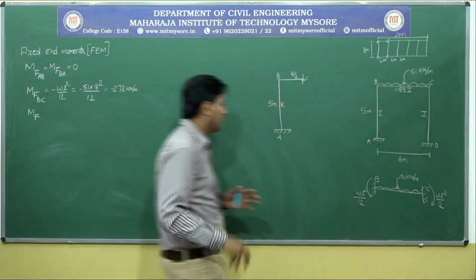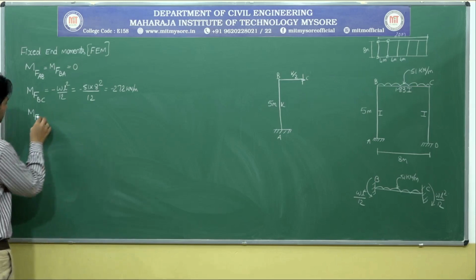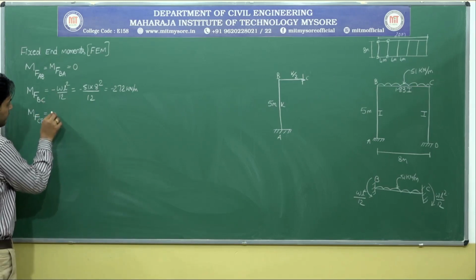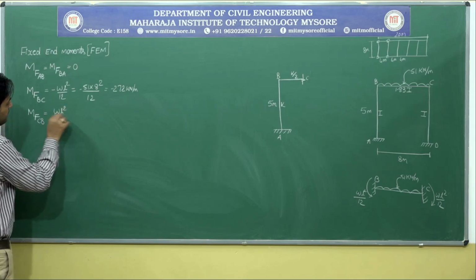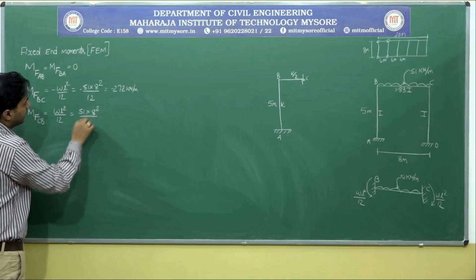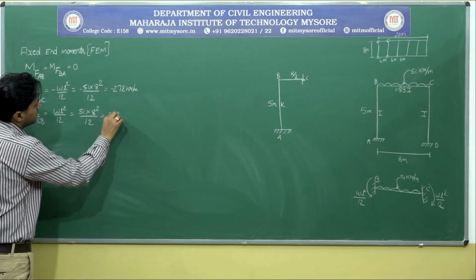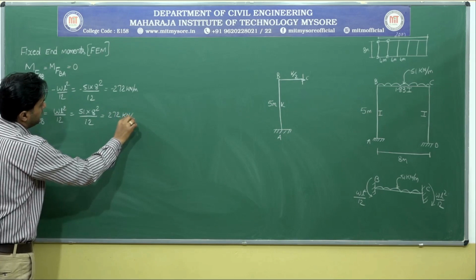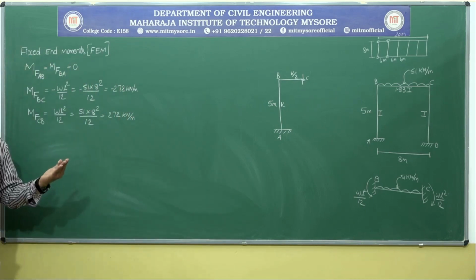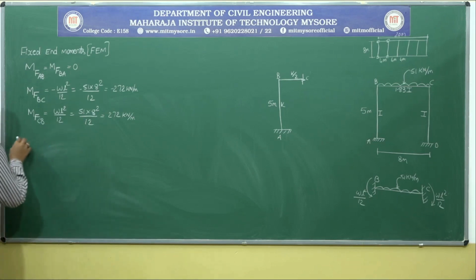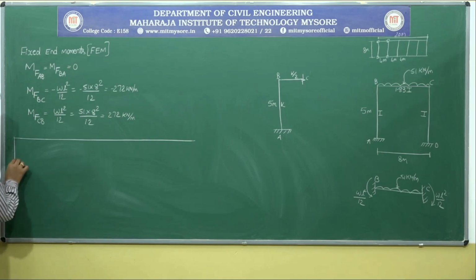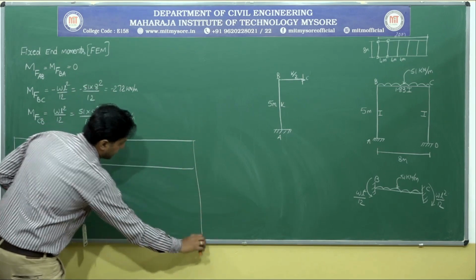MF of CV. So CV it is clockwise. It is clockwise. So it's plus WL square by 12. So it's 51 into 8 square by 12. So that is plus 272 kilonewton per meter. I think this you people know the lengths. So next, we'll move on with the tabular form. I am just using the rotational contribution method, nothing else.